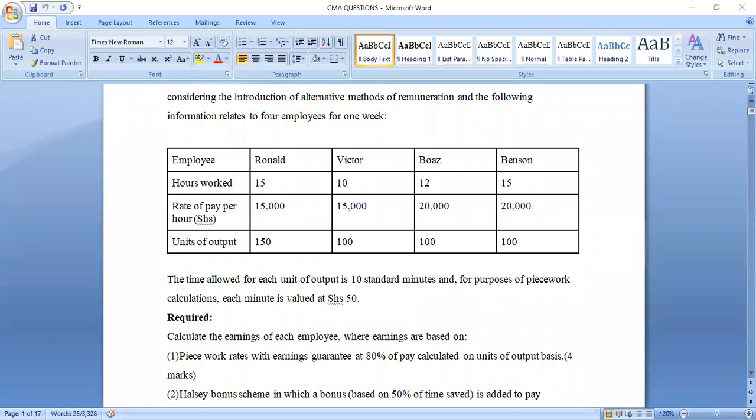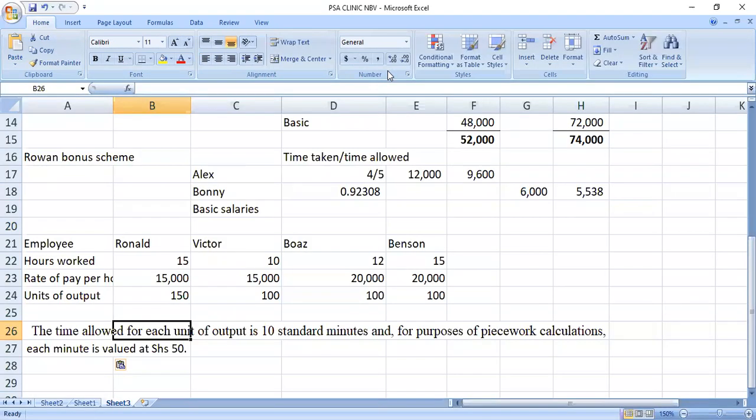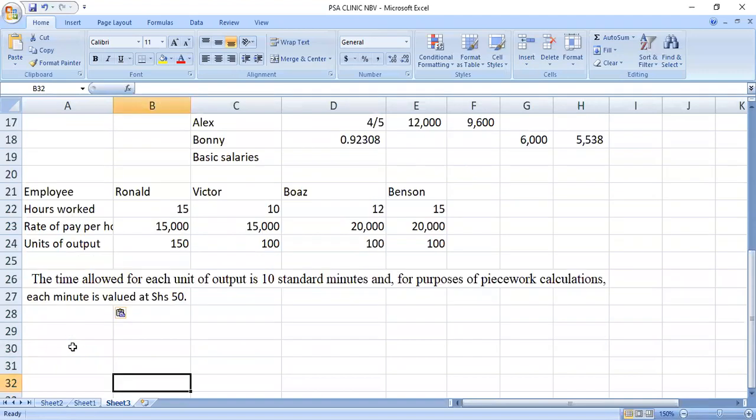If I carry this information to my worksheet, I can just share it and you look at it, and we start. Like I always tell you, once you read the requirement and it doesn't make sense, if you're saying piecemeal and you've never seen anything like piecemeal, there's no need for you to attempt it. So this is the question that you have. You're given several employees and this information, and they want you to find piecemeal using the guarantee. Let me bring the required bit also.